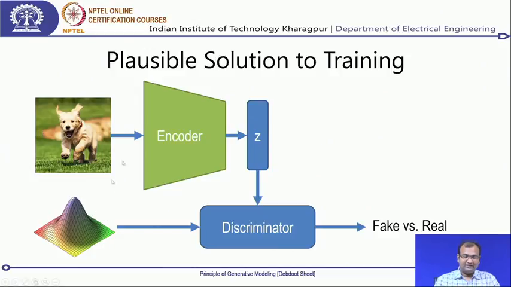So, in a sense, the encoder is going to force this latent representation, which was otherwise coming in a different way, to start mimicking this kind of distribution, and only in that case will this discriminator get fooled. Now, this happens within one epoch.